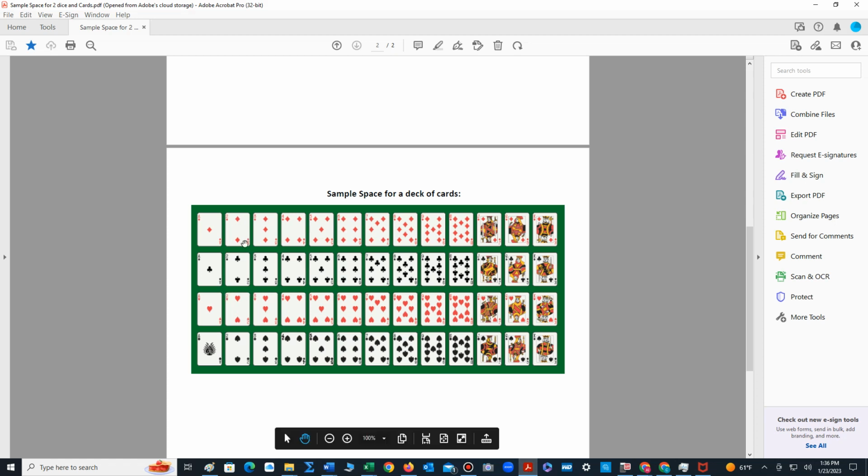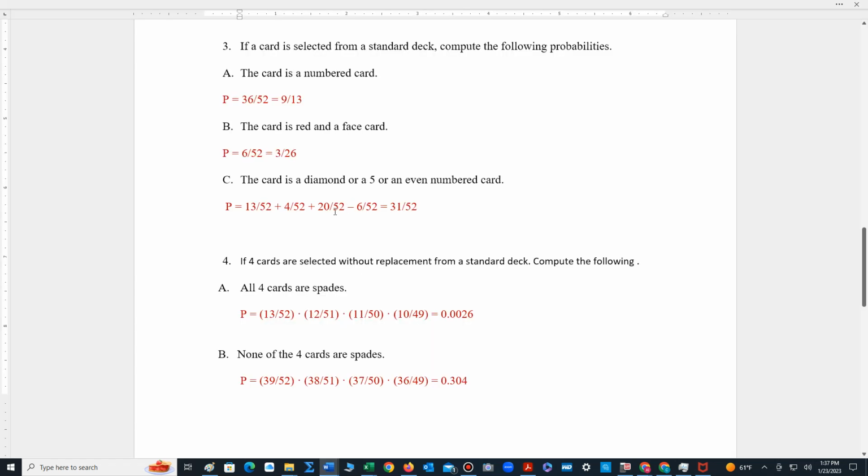So we have 2 is even, so 4. 4 is even, that's going to be 8. 6 is even, 12 cards. 8 is even, 16. And then 10 is even, 20. So that's how we get 20 out of 52.